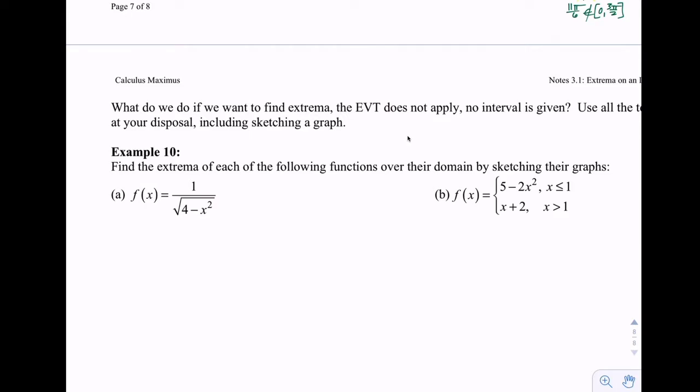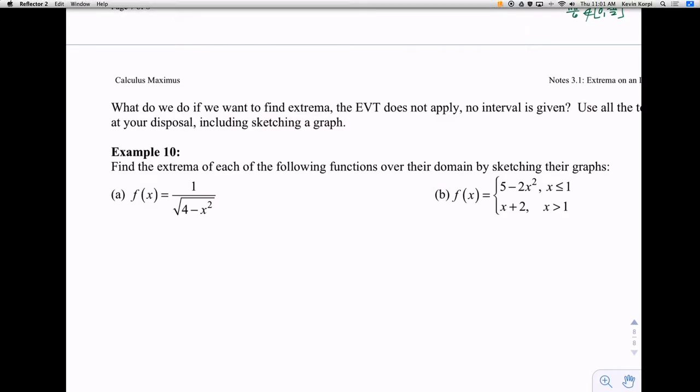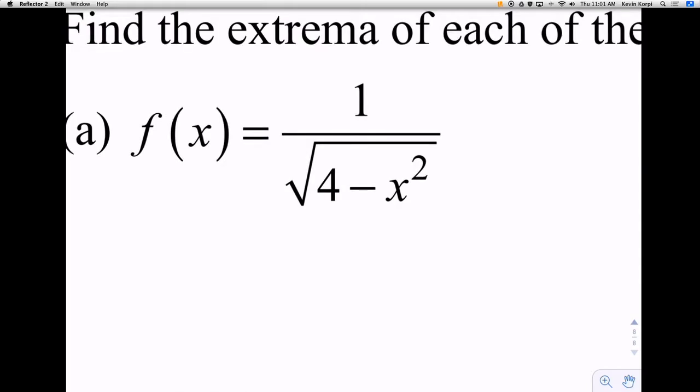When the EVT does not apply, and by the way, the EVT applies when? A continuous function on a what type of interval? Closed interval, yeah. If the EVT does not apply, we could still have both a max and a min. There's no guarantee, but we could have both of them or one of each or possibly neither. You might still be required to find max and mins when the EVT doesn't apply.